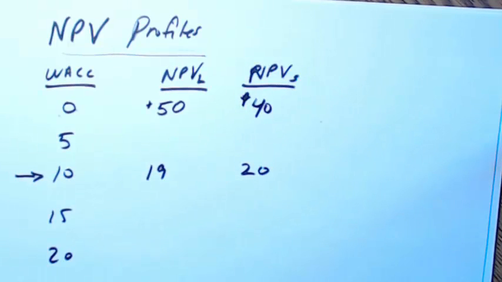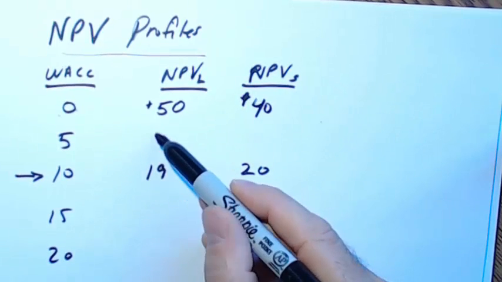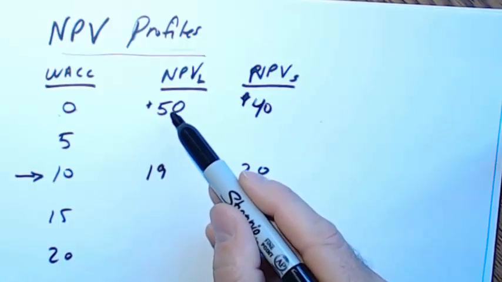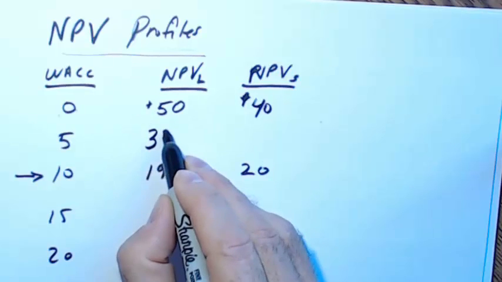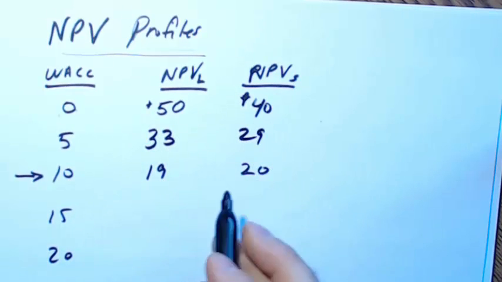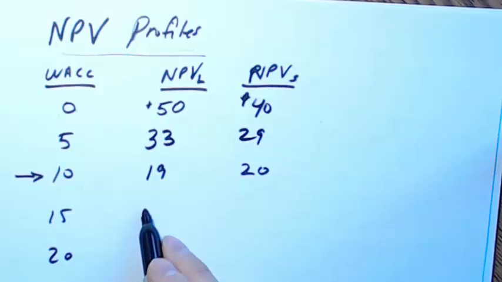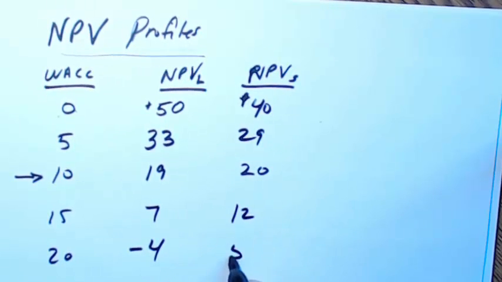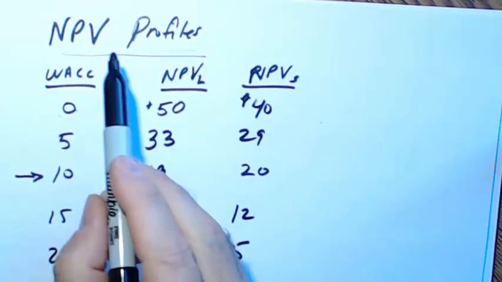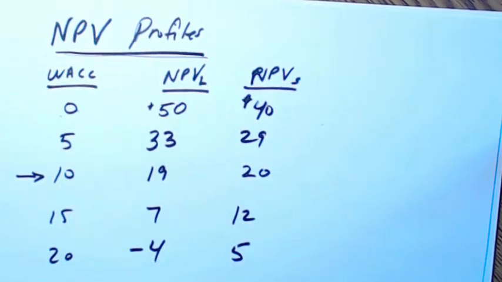Okay. Now the rest of them, you will need your calculator. You could try the 0 with your calculator. You'll get a consistent answer. But with 5%, you'll get 33 here, 29. And let's go down here. You'll get 7 and minus 4, 12 and 5. Okay. I'm going to take these numbers. I'm going to graph them in a minute. But let's look at what's going on here.